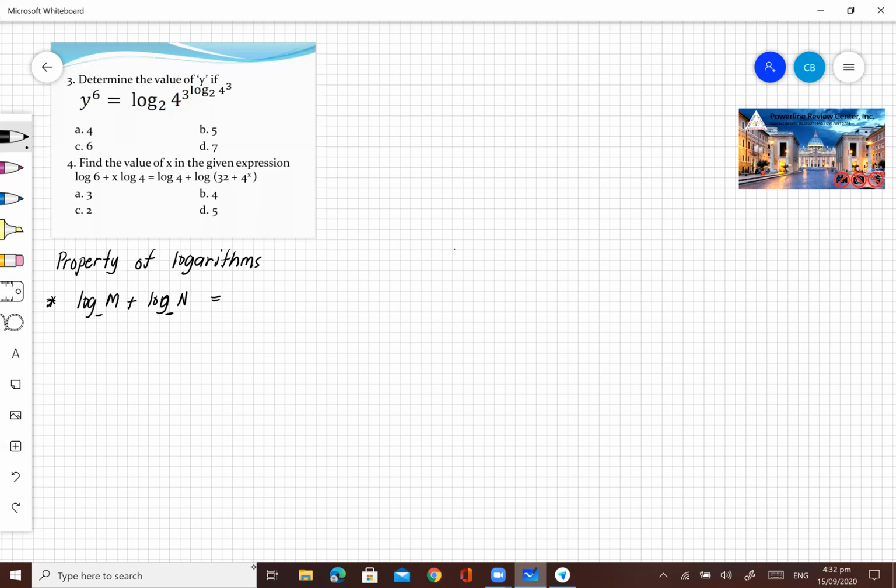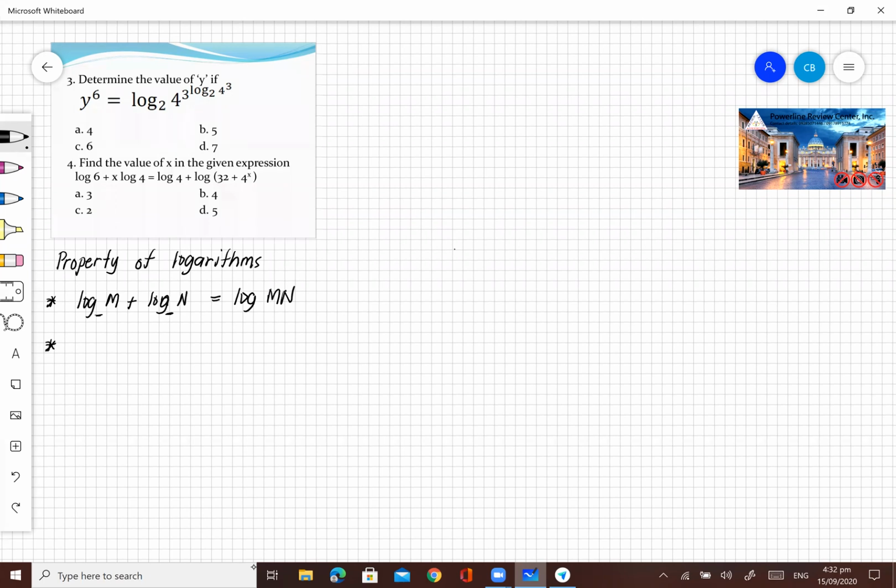So itong property of logarithm, it is applicable for logarithms having the same bases. Kailangan parehas sila ng bases. Pag hindi parehas ang bases, we cannot apply this one. So that is also logarithm of m times n. So, addition of logarithm is equivalent to multiplication. Yung counterpart niyan, subtraction is division. Hindi ko na muna isasama dito since di natin siya gagamitin.